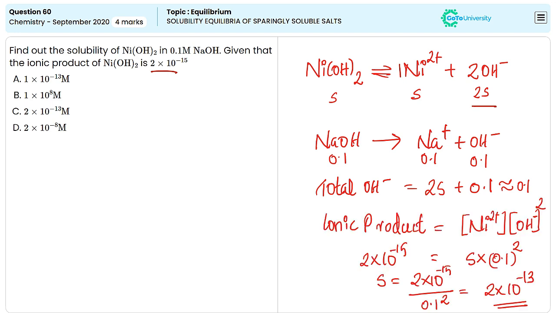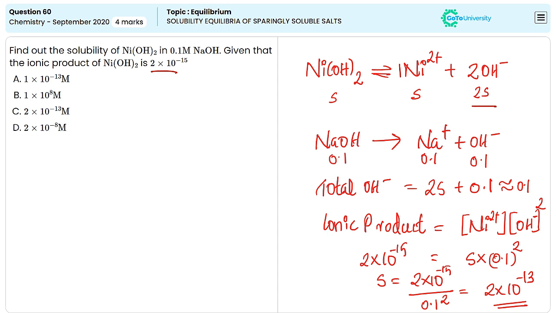Now we have the equation to find the ionic product of nickel hydroxide, that is equal to the concentration of Ni2+ multiplied by the concentration of hydroxide ion squared. The square is there because in the equation it is clear that 1 mole of Ni(OH)2 produces 2 moles of OH minus ions.